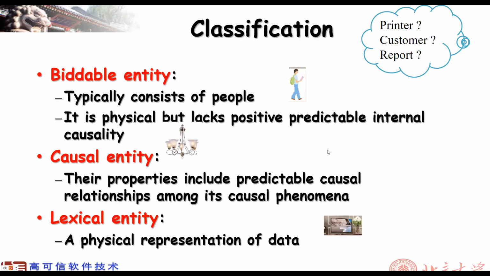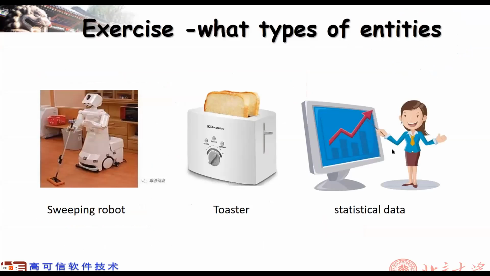Here there are three entities: printer, customer, and report. What kind of entity is the printer? The printer is a device, and it is a causal entity. Second is the customer, a person, which is usually a biddable entity. And the report is a summary of the data, so it can be a lexical entity.